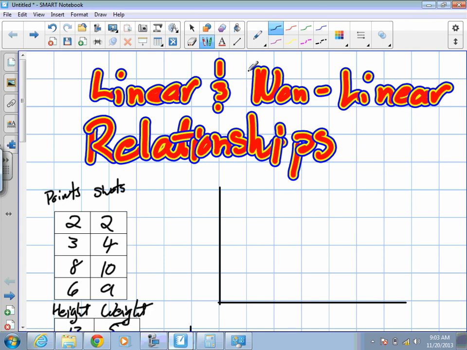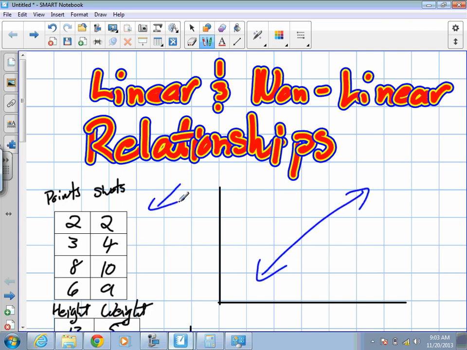Okay, today we're going to look at linear relationships and nonlinear relationships. Does anyone know what a linear relationship looks like on a graph? It goes in a straight line. Yeah, it creates a straight line.